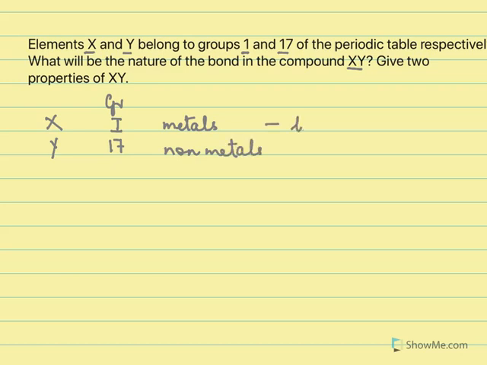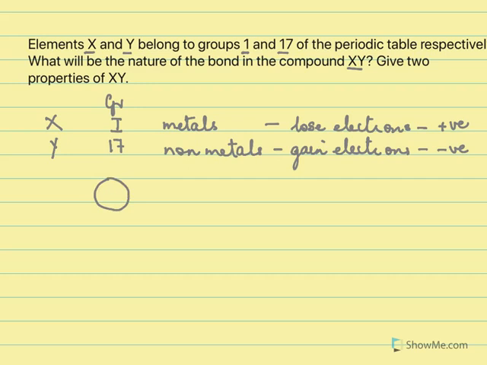Now metals lose electrons, and if they lose electrons they will form positive ions. Non-metals gain electrons, and when they gain electrons they form negative ions. So the ion of X will be positive and the ion of Y will be negative. The bond between them will be an ionic bond.